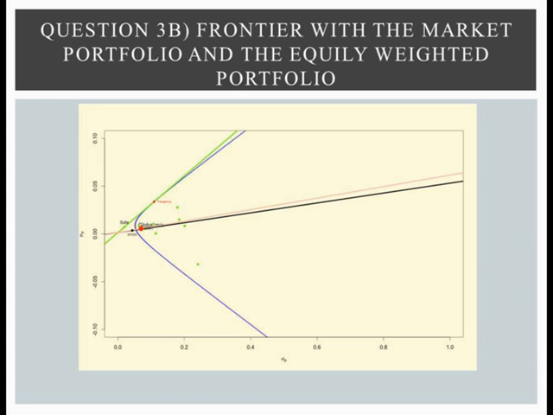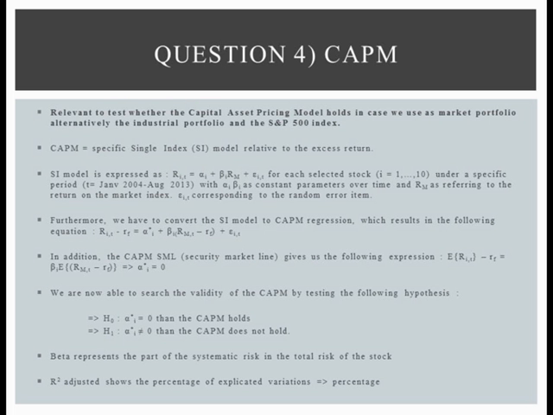Now we are going to see our results for question 4 about the capital asset pricing model. It's relevant to test whether the capital asset pricing model holds in case we use as market portfolio alternatively the industrial portfolio and the S&P 500 index. We know that the CAPM is a specific single index model relative to the excess return. You can see on the slides the formula used to express the capital asset pricing model.